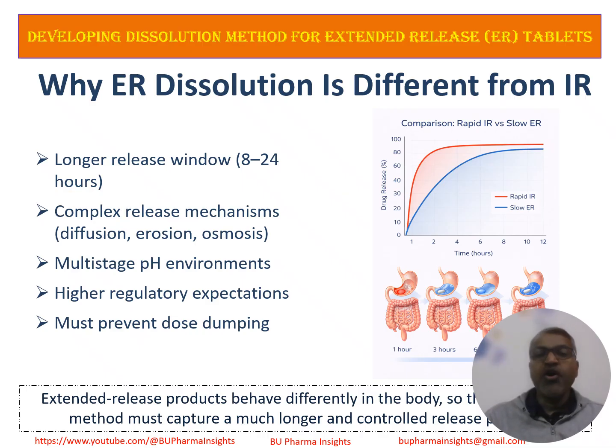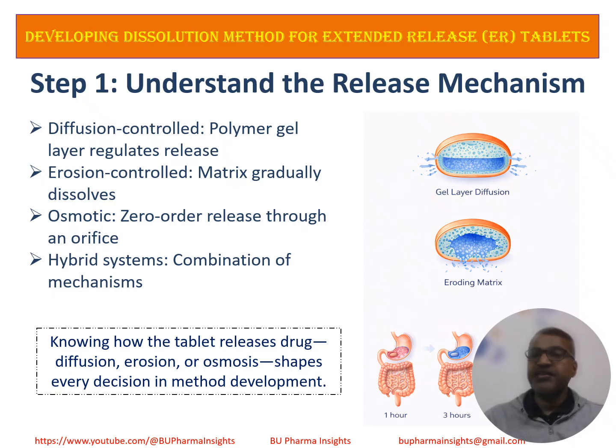Long release window, often 8 to 24 hours, complex mechanisms like diffusion, erosion, and osmosis, multi-stage pH environments that mimic the GI tract, higher regulatory expectations for control and predictability. Understanding the mechanism helps us select the right medium, apparatus, and sampling points, and ensure the formulation releases the drug slowly, safely, and as intended. Without understanding the drug release mechanism, it's easy to choose the wrong media, apparatus, and sampling times. Different systems behave very differently.